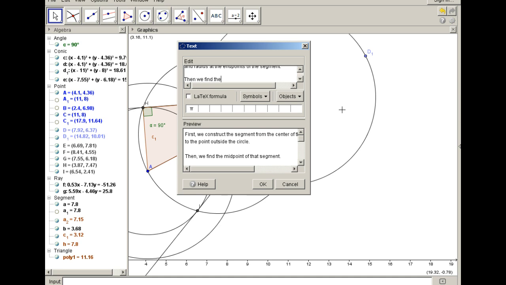Then we find the intersection points of the two circles. Then we draw a ray or a line from the point outside the circle to the intersection point on one of the circles.